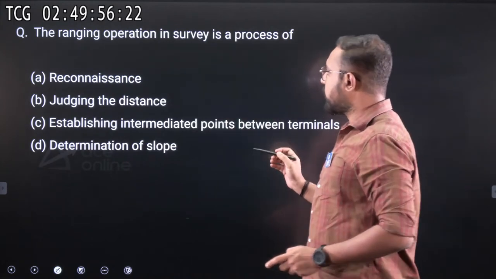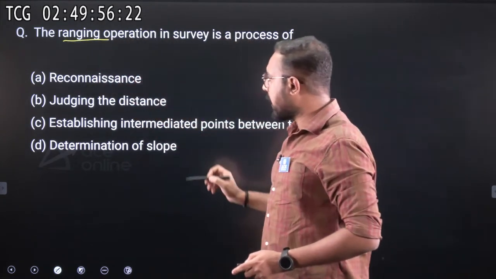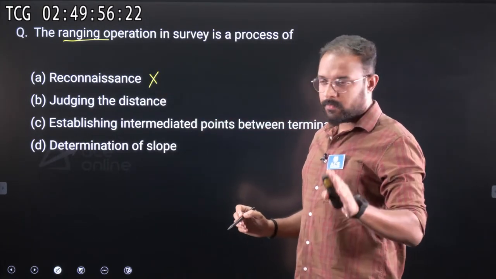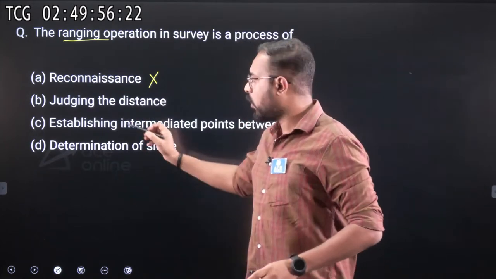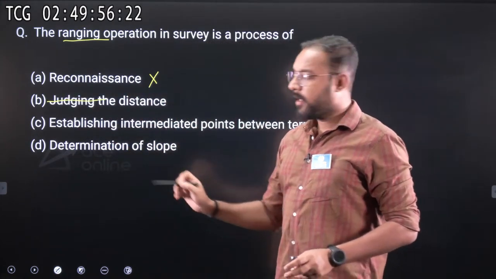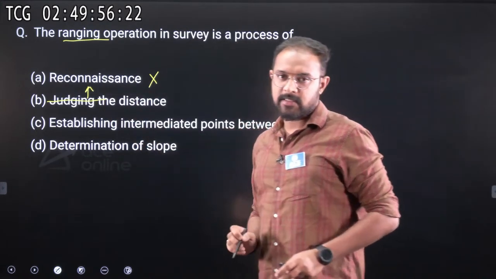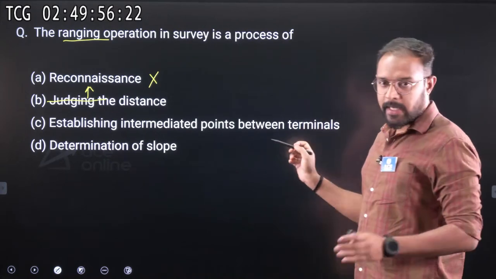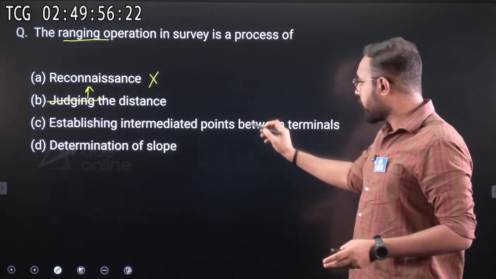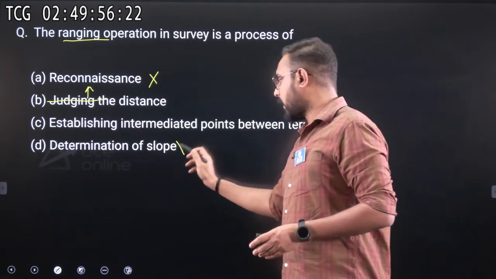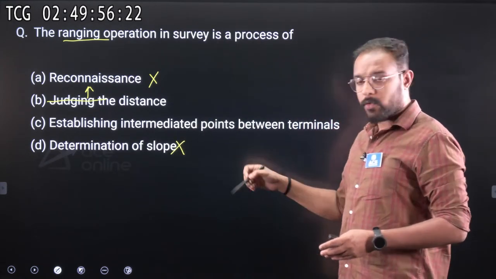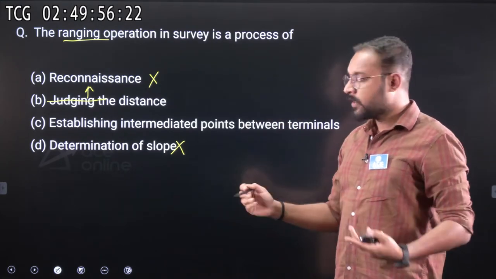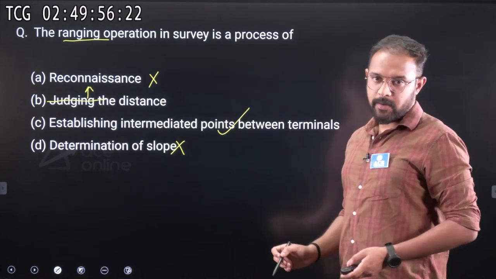Ranging operation in surveying is a process of, reconnaissance? No, reconnaissance means what? Site visit. Right, reconnaissance means site visit. Remember that. Judging the distance? No, we are doing engineering work, there is no judging. If at all you want to do judging, you have to do that in reconnaissance only. Establishing intermediate points between terminals. Terminals means terminal points, end stations. Determination of slope? Slope is eliminated. To calculate slope, we have instruments like clinometer. Here they are asking for an operation. So the correct answer here should be establishing the intermediate points.